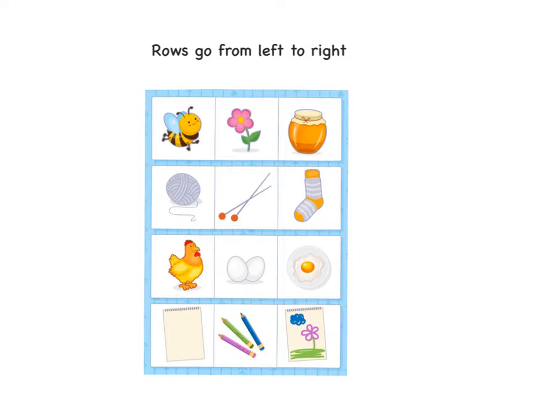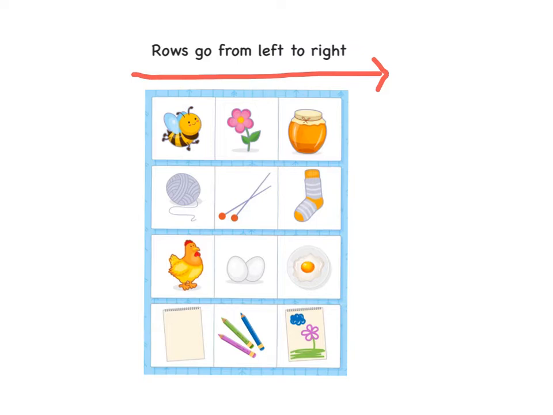Okay, Year 1. First of all, we are going to think about rows. We are going to see if we can find the rows in this picture. We need to remember that rows go across from left to right, like this. Pause the video while you count up the number of rows in this picture. Okay, let's check to see how many rows there are.